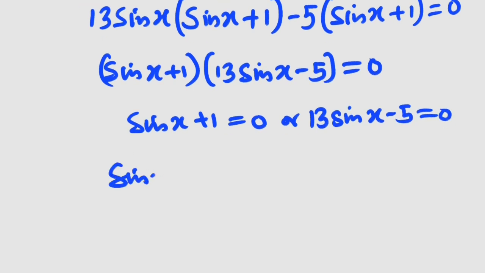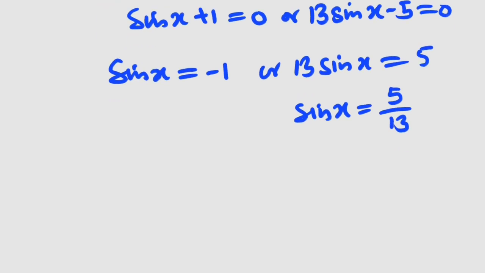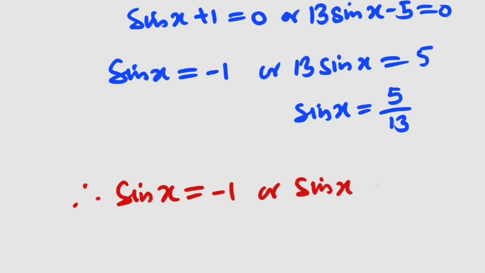Sine x from here, if you take 1 to the other side, it becomes negative 1, or 13 sine x equals 5, then you divide both sides by 13. You see that sine x equals 5 divided by 13. Remember, we are looking for sine x. Therefore, sine x is either equal to negative 1 or sine x equals 5 divided by 13.